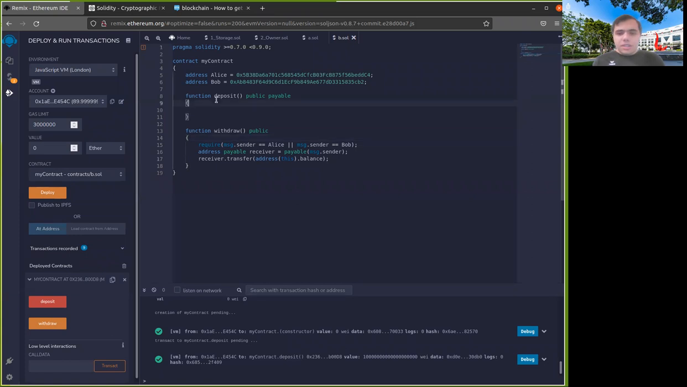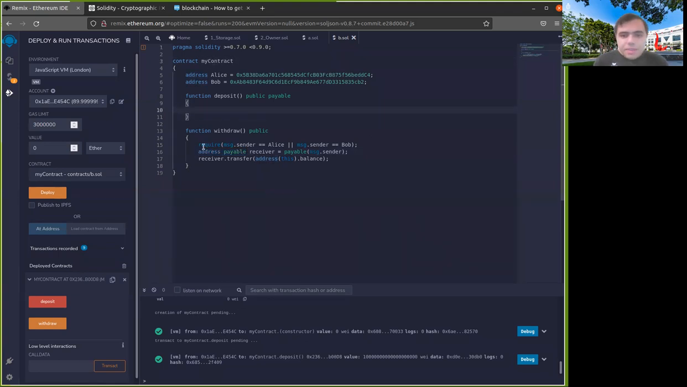So when I call a payable function and I pay it some money, that money will become the property of the account, which is actually the contract. So even if I pay the deposit function, the withdraw function can still access those funds. Okay, so the ownership is with the contract.